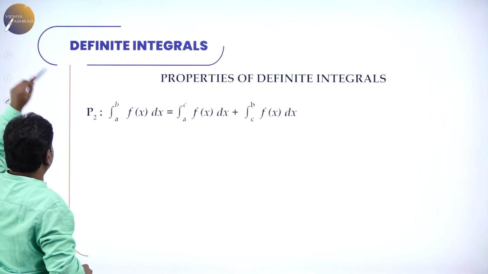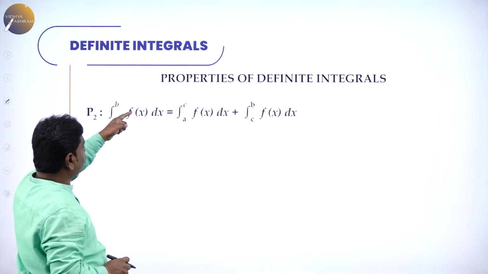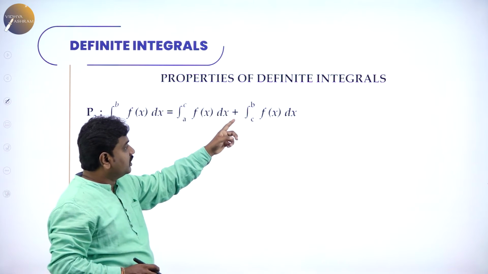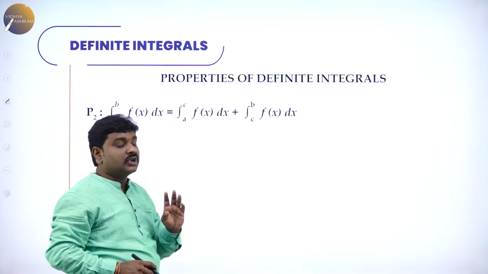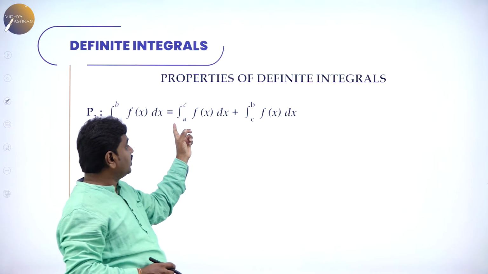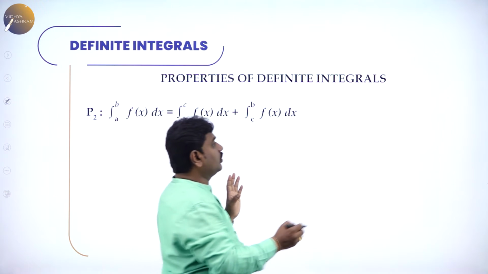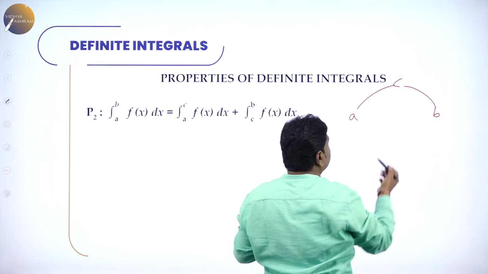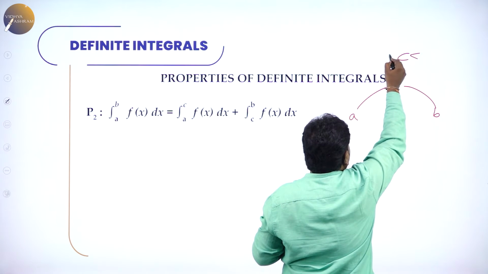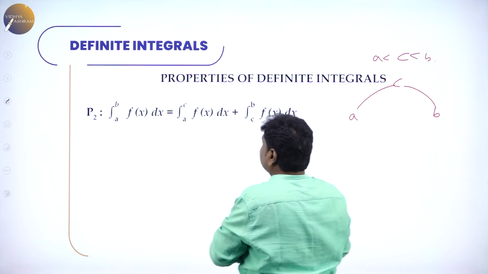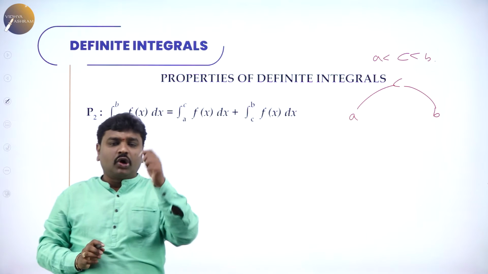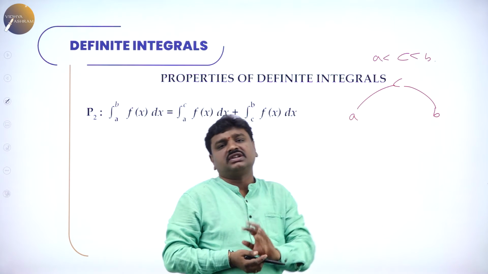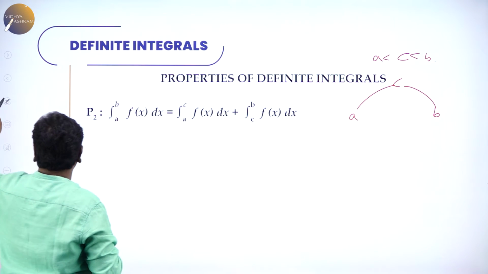Now we'll go to P2. Integration a to b f of x dx can be written as integration of a to c f of x dx plus integration c to b f of x dx. Means a to b I can go through c. First I'll go to c, then I'll go to b. Where should c lie? Strictly, c should lie between a and b. This is a condition. So now let us prove this. We'll take LHS and arrive at a result, then take RHS and arrive at a result. Same technique we can use. So let me solve.